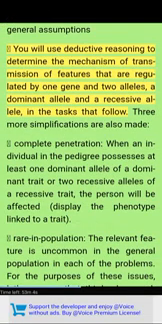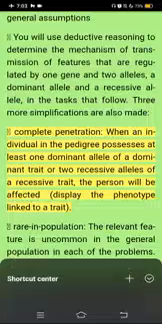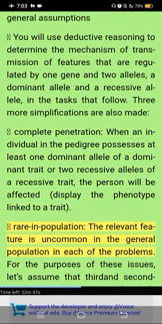Divided by one gene and two alleles, a dominant allele and a recessive allele, in the tasks that follow. Three more simplifications are also made. Complete penetration: when an individual in the pedigree possesses at least one dominant allele of a dominant trait or two recessive alleles of a recessive trait, the person will be affected and display the phenotype linked to the trait. Rare in population: the relevant feature is uncommon in the general population in each of the problems.